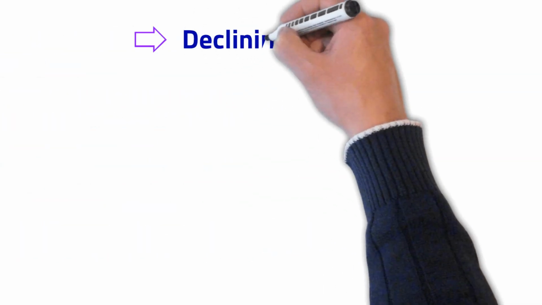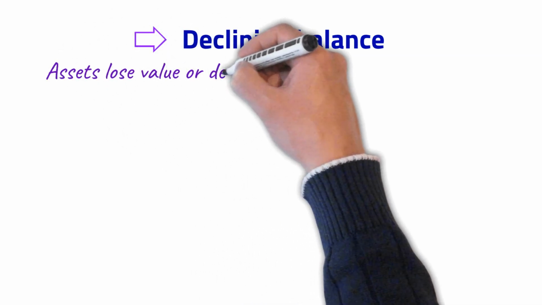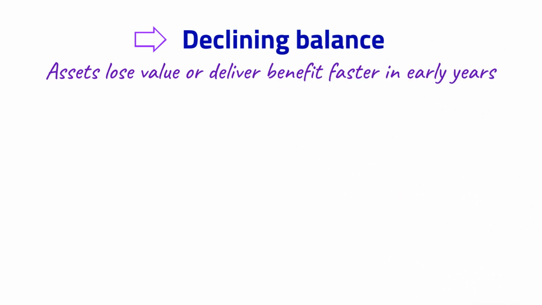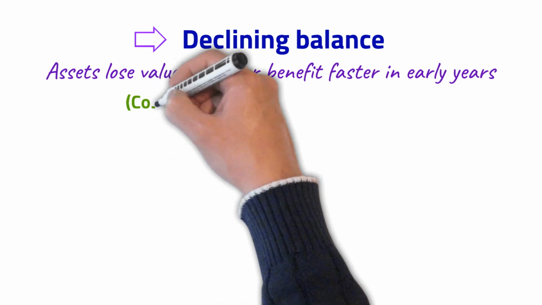Now let's move to declining balance. When does this method make more sense than the straight-line method? Some assets lose value or deliver benefit faster in early years. For example, technology becomes obsolete. Delivery vans are most productive when new. Repairs are low at first and rise later. Declining balance method accelerates the expense to reflect that pattern. Let's have a look how it works.